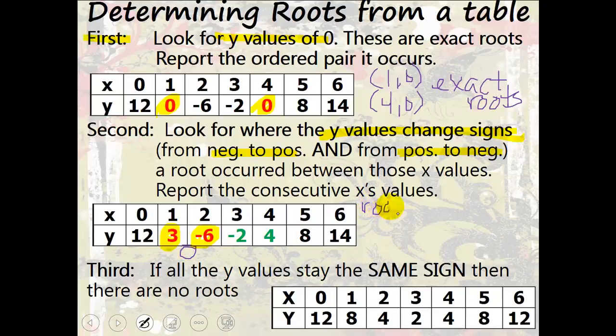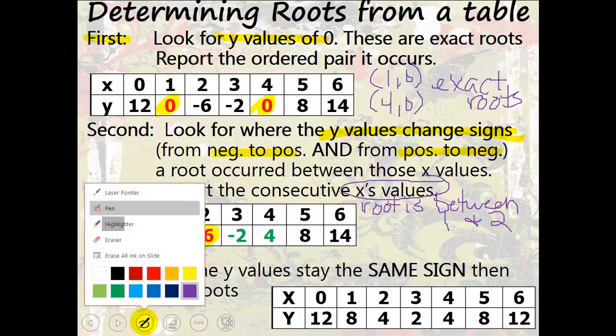The root is between, and then we report x values. We don't say the root is between 3 and negative 6. We look at the y values, but we report the x values. The root is between 1 and 2.